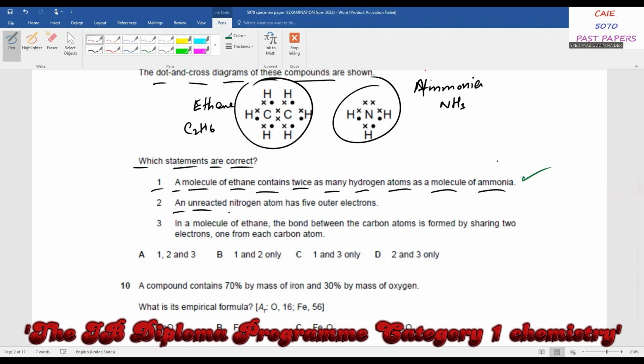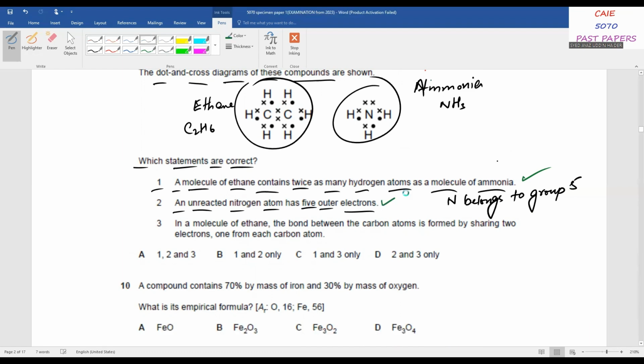Statement number 2, an unreacted nitrogen atom has 5 outer electrons. Nitrogen belongs to group 5, so it must have 5 valence electrons. So this statement is also correct.